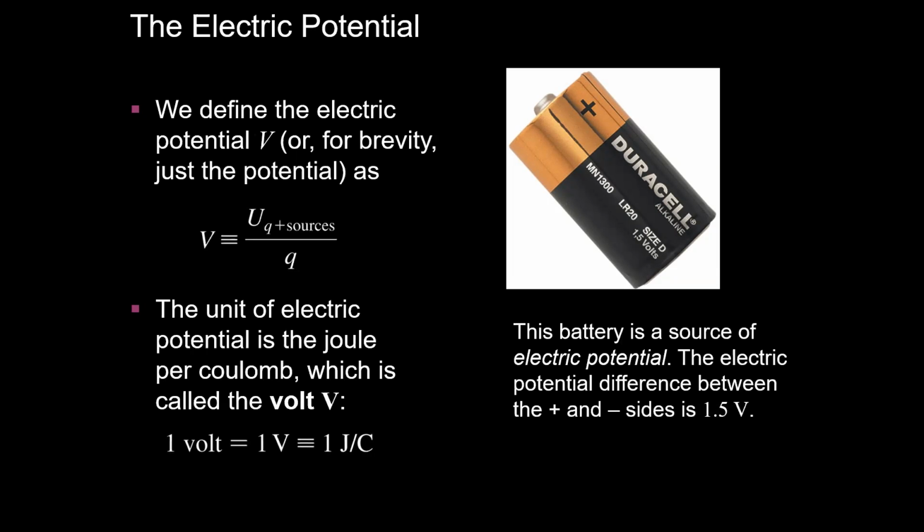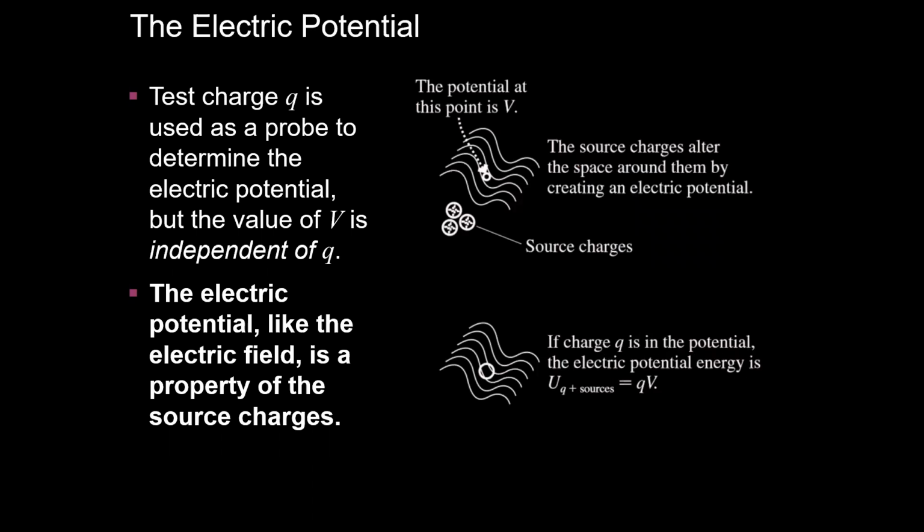What is it though? The electric potential is kind of similar to the electric field in that it is created by a source charge. When I say that it's created by a source charge, it means the source charge alters the space around it such that when a test charge is in that space, it feels the effect of the potential by acquiring an electric potential energy.